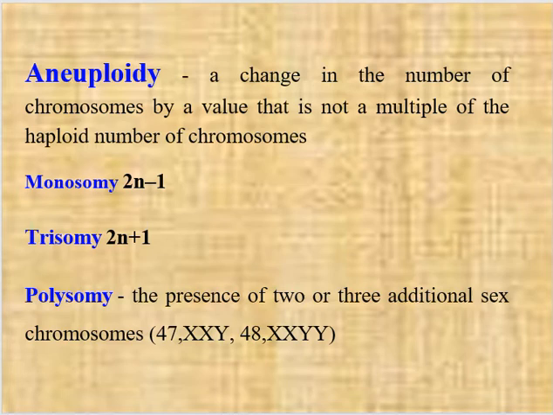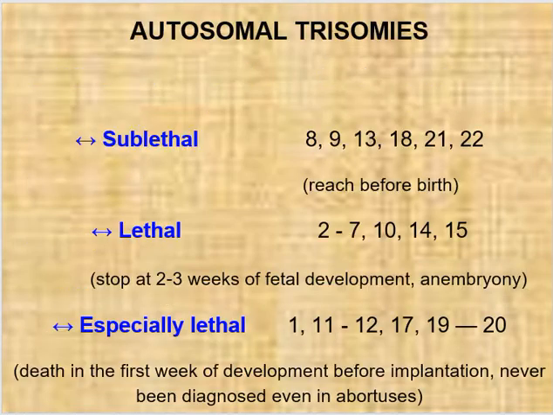Aneuploidia, a change in the number of chromosomes by a value that is not a multiple of the haploid number of chromosomes. Monosomia, trisomia, polysomia, which is the presence of 2 or 3 additional sex chromosomes. Autosomal trisomies, sublittle, little, and especially little.